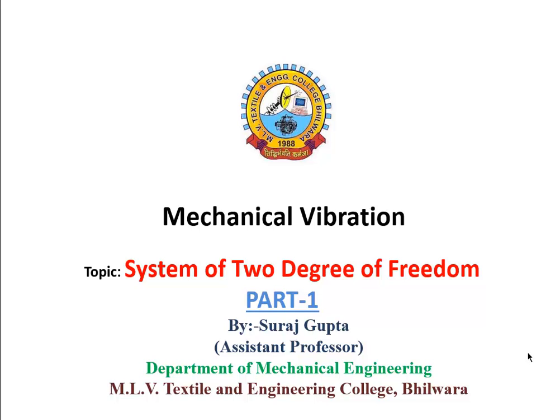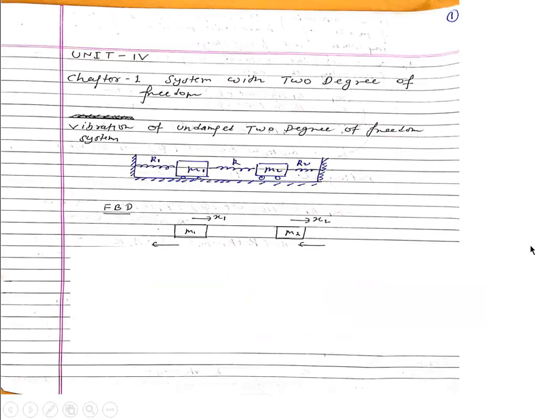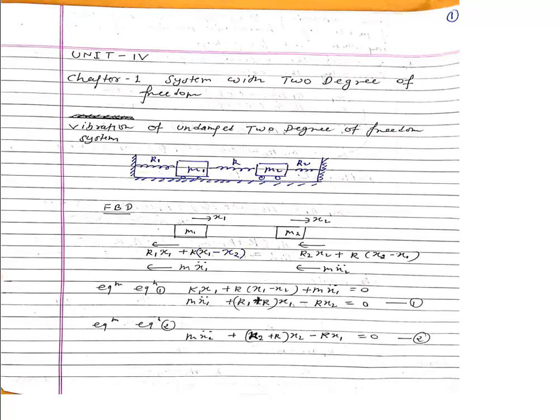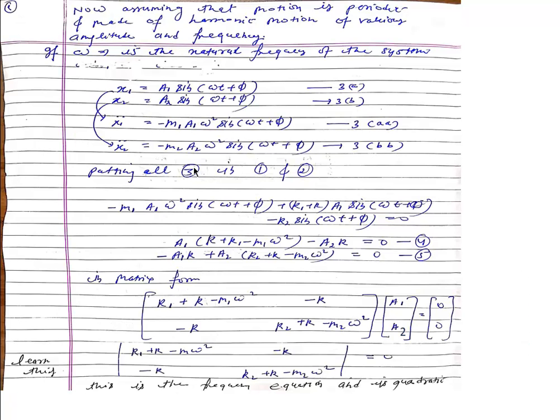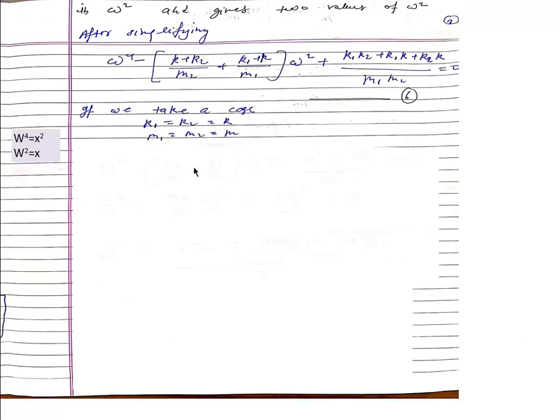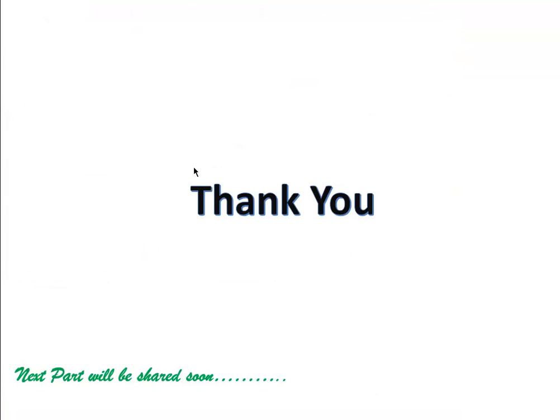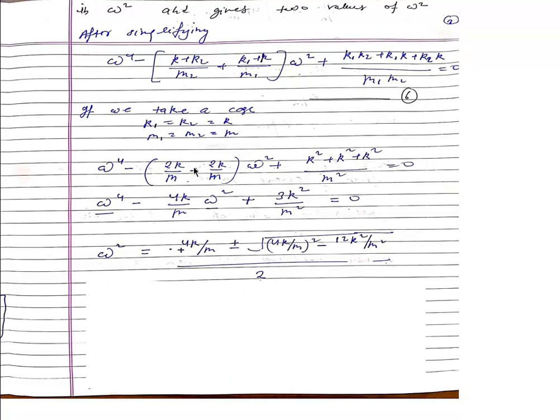So we have already done part 1 of the two degree of freedom system, in which we have studied some basic concepts, calculated the frequency equation, and also found some mode shapes and the frequency ratio. So moving further, we have seen this.